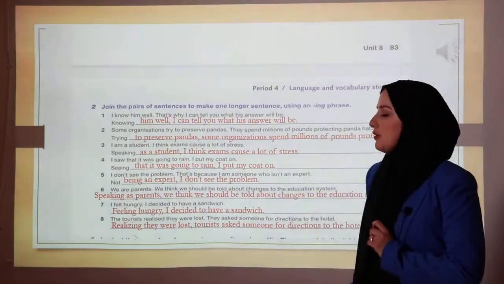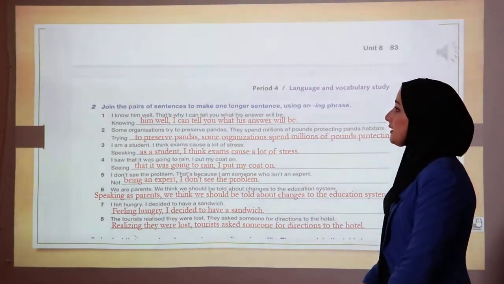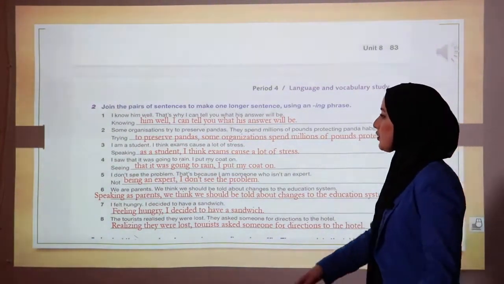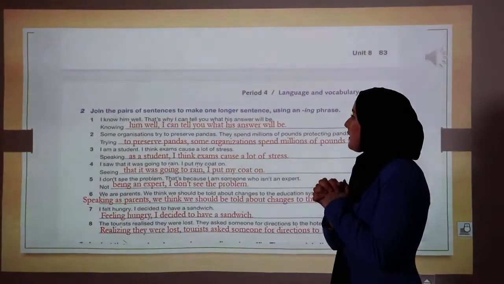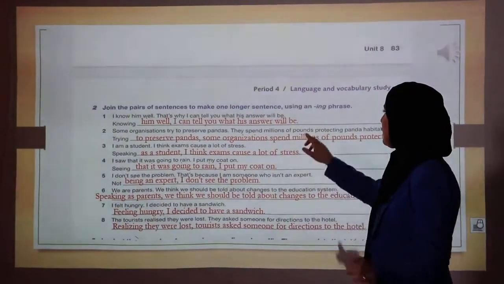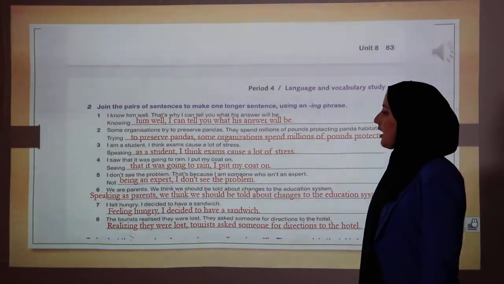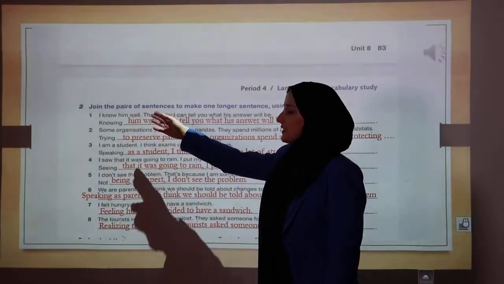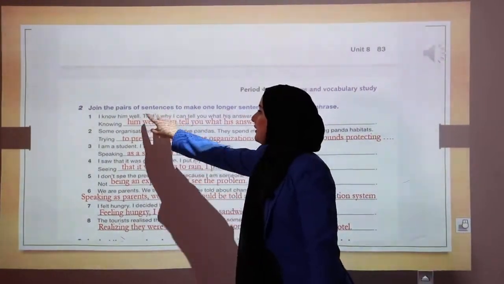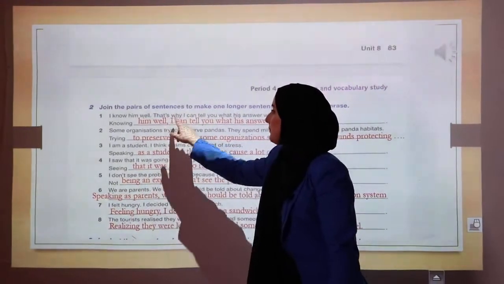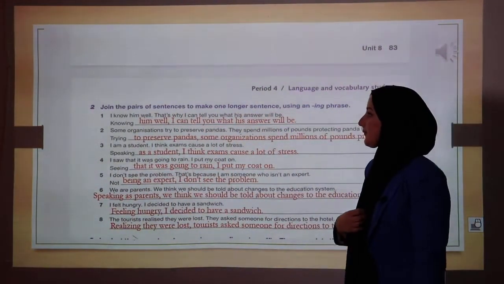One more activity on page 84, activity number 2. Join the pairs of sentences. So we have 2 sentences, you have to join them to make one longer sentence using an ing phrase. Let's see number 1. I know him well. This is the first sentence. So we have a reason-result relationship. That's why I can tell you what his answer will be.